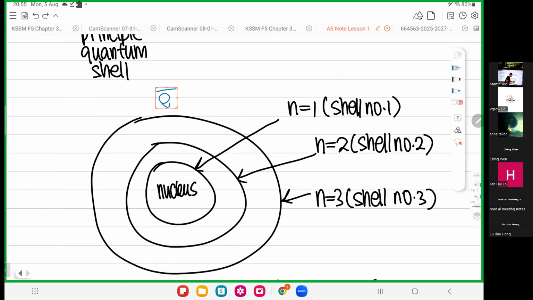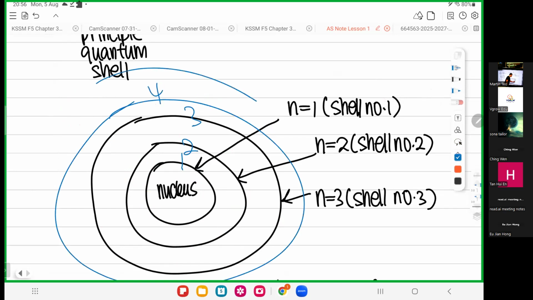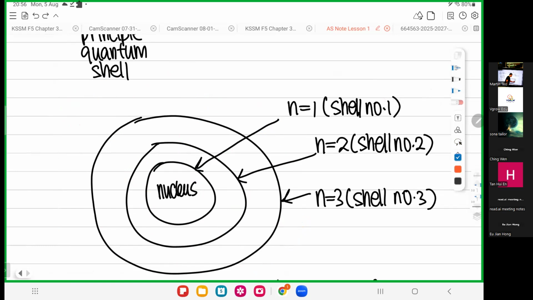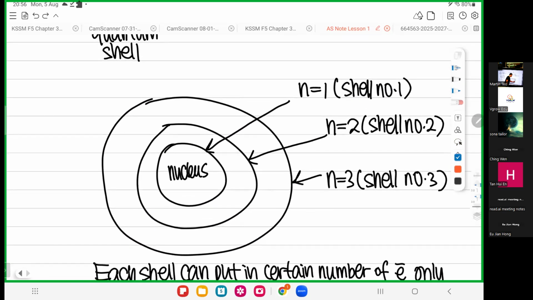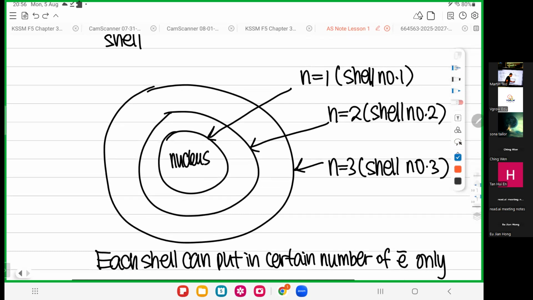This circle is called a shell. The shell that is closest to the nucleus is called shell number 1. Then the further away, the bigger the shell number. Understand? Shell number 1, shell number 2, shell number 3, shell number 4, shell number 5, and so on. Every shell can only hold a maximum number of electrons.